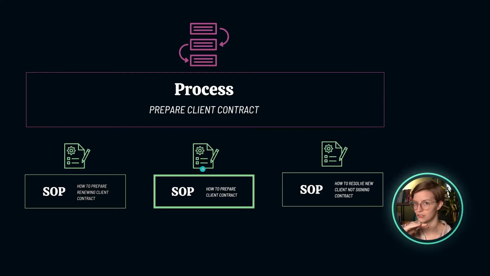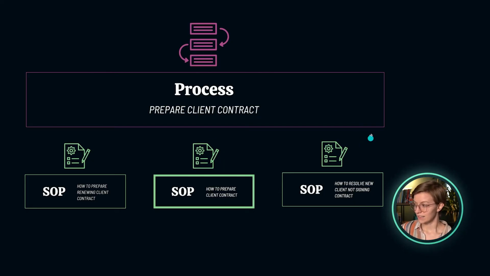Next up, we have prepare client contracts, our third example. Of course, we've got our normal path here of assuming everything's plain and straightforward. And then we've got two variations. Over here, what happens if a client's renewing? Are there special steps we need to follow? We could have this SOP say, hey, if this is a renewal client, go over to this SOP in order to finish this process to follow specialty steps.